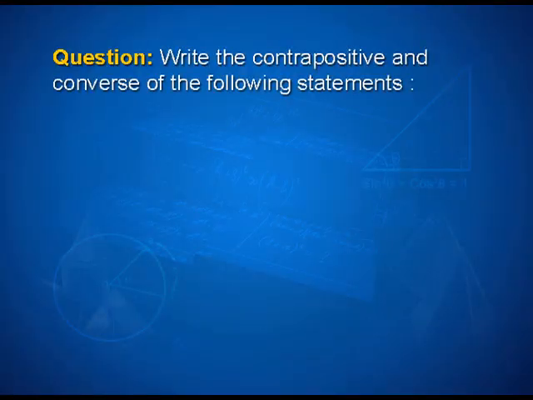For the solution, a number is divisible by 3 if and only if the sum of its digits is divisible by 3. Now, try to solve this.